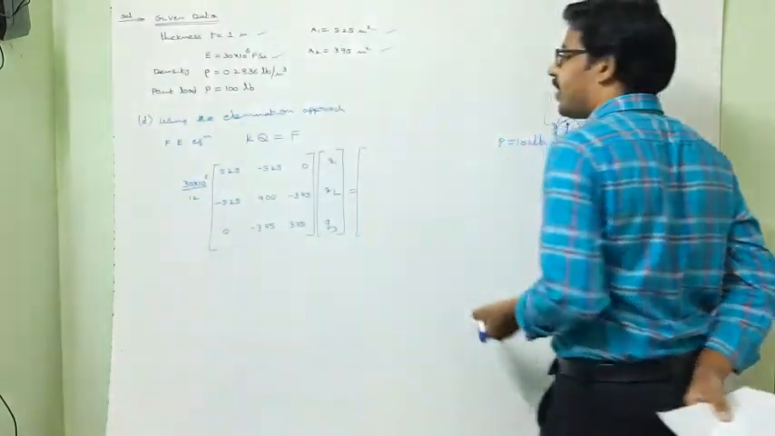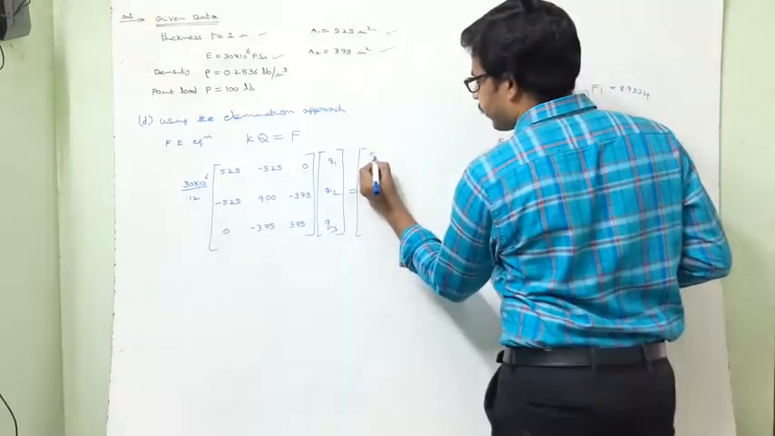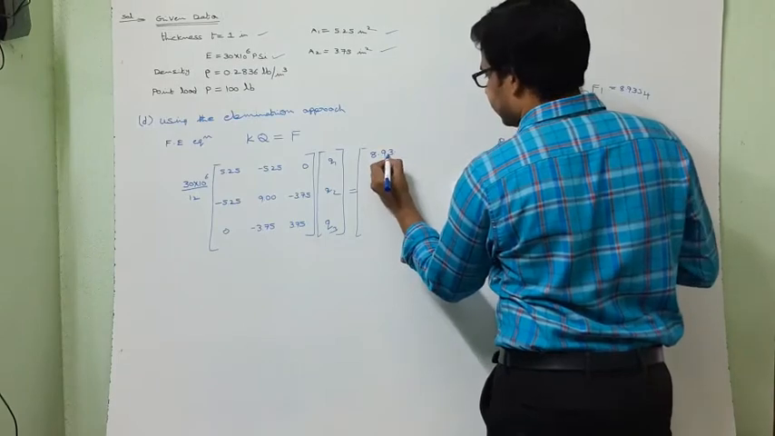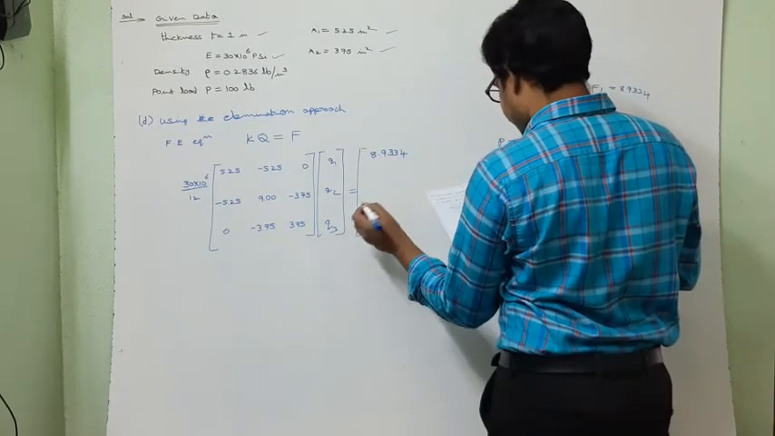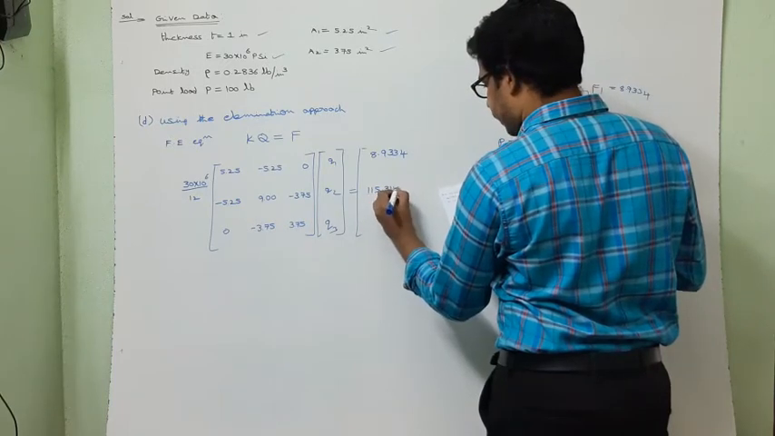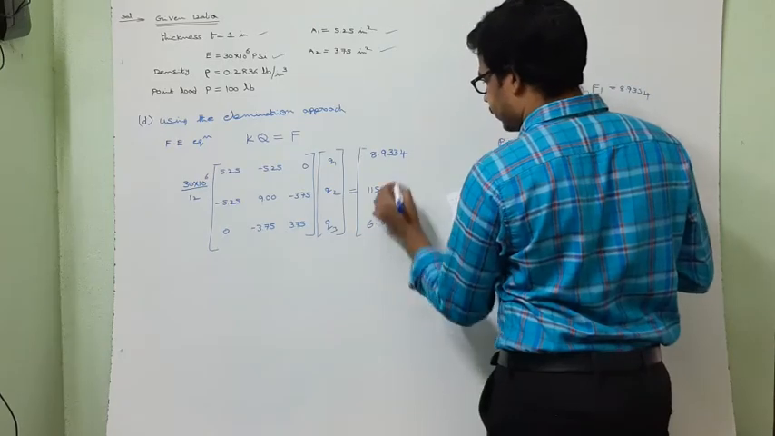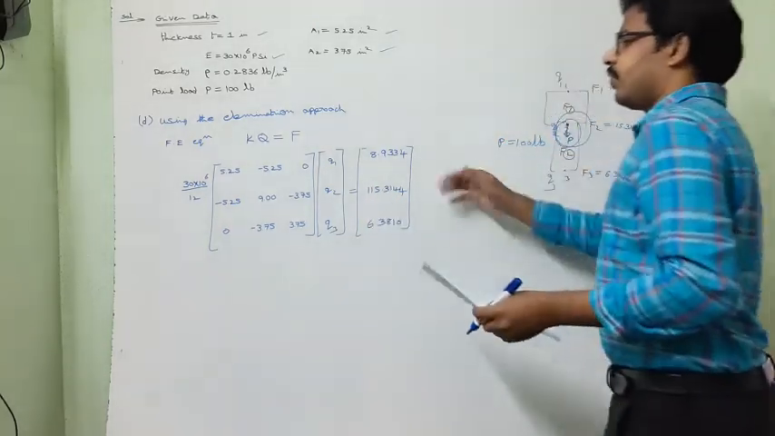And here, what is the force value? We already calculated it: 8.9334, 115.3144, and 6.3810. So these are the force vectors.